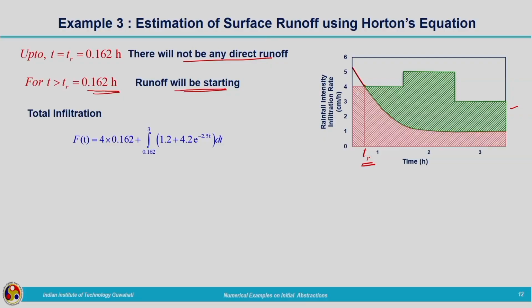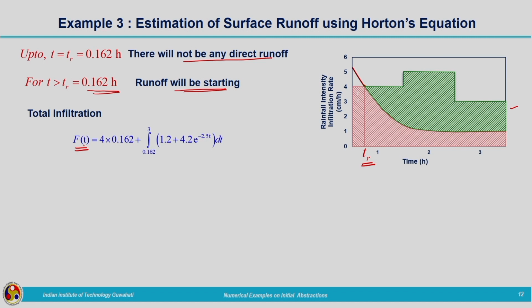Now, what we have to do? We have to quantify the total amount of water which is infiltrated. That can be deducted from the total rainfall, which will be representing our direct runoff. So, we need to quantify the total volume of water or total depth of water which is infiltrated. That is nothing but our cumulative infiltration. So, total infiltration is represented by capital F of T.